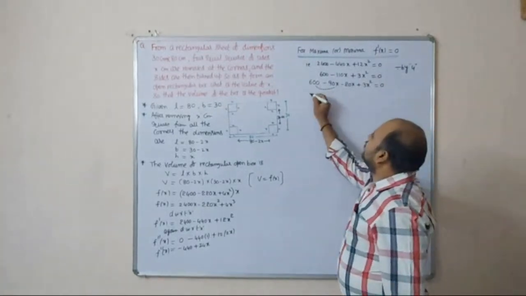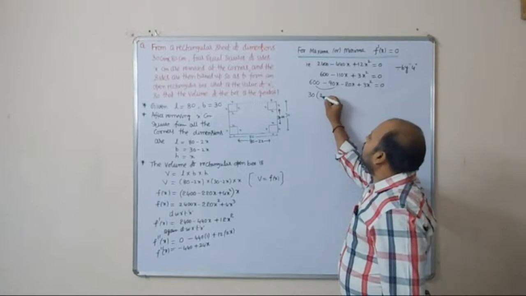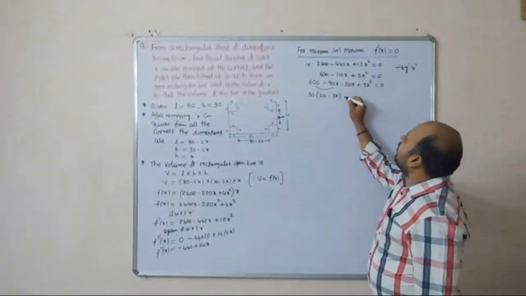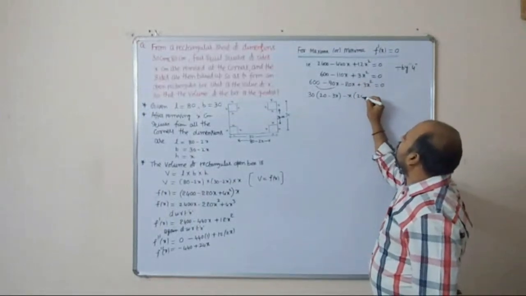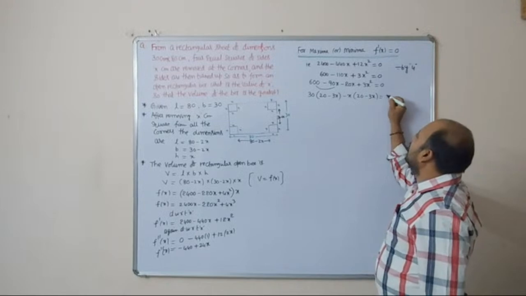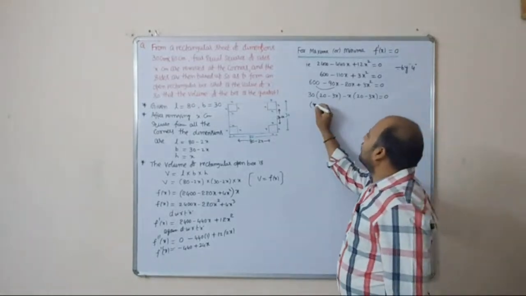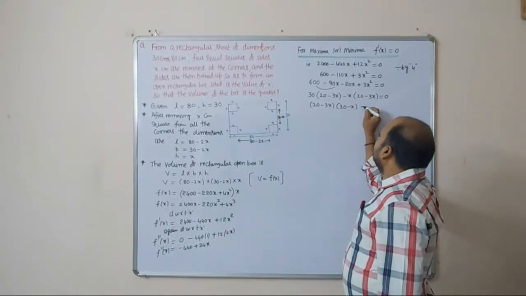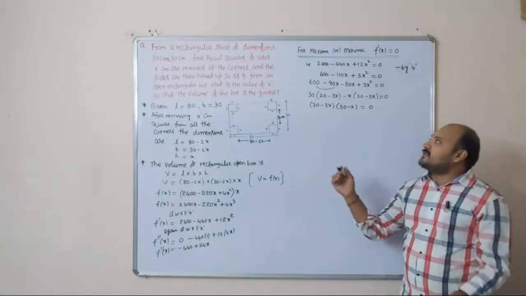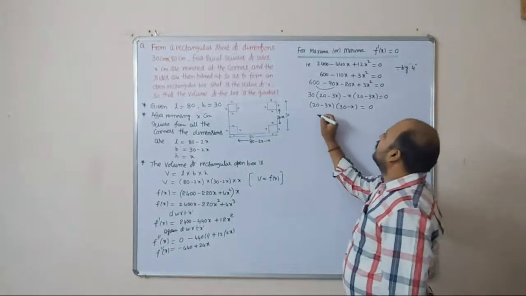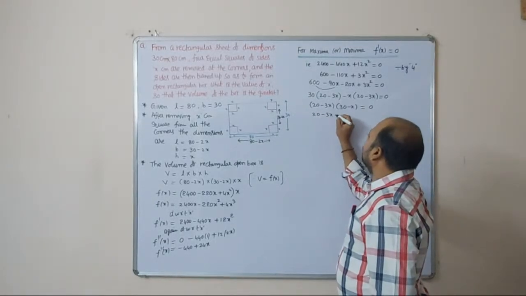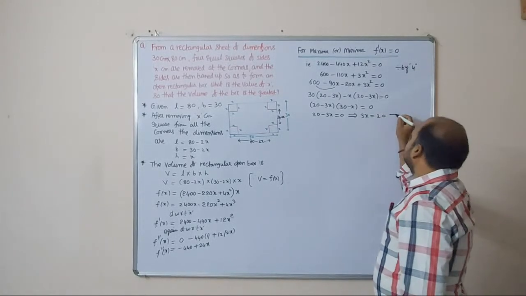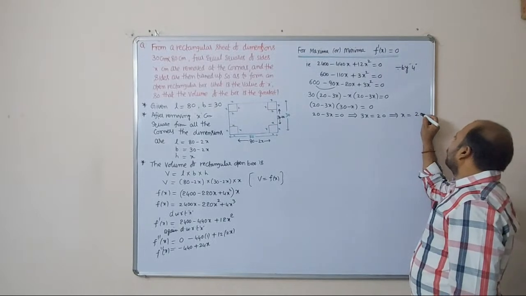From these two, 30 you take out common, 20 minus 3x. Similarly, from here minus x take out common, 20 minus 3x. So from these two, 20 minus 3x if we take out common, 20 minus 3x into 30 minus x equal to 0. So from here 20 minus 3x equal to 0. That implies 3x equal to 20, x is equal to 20 by 3.